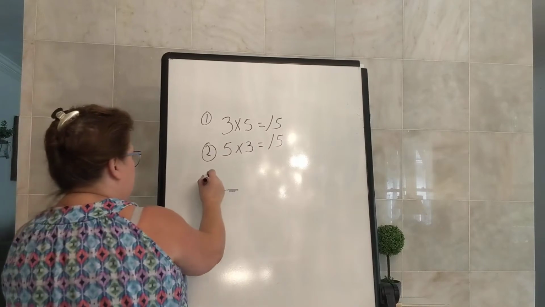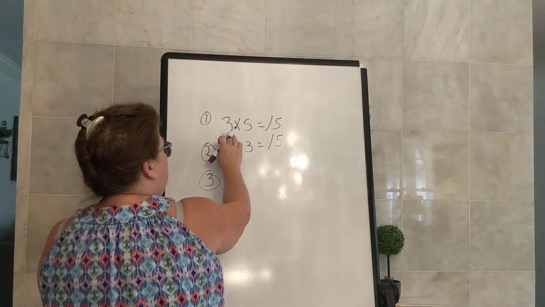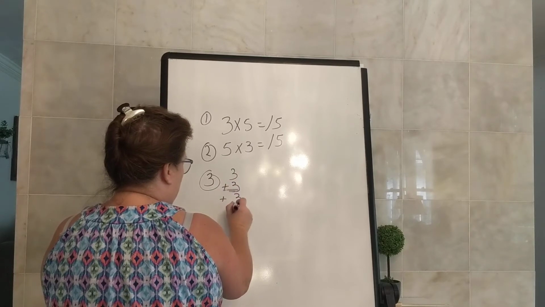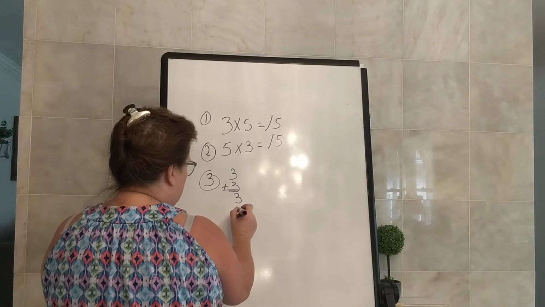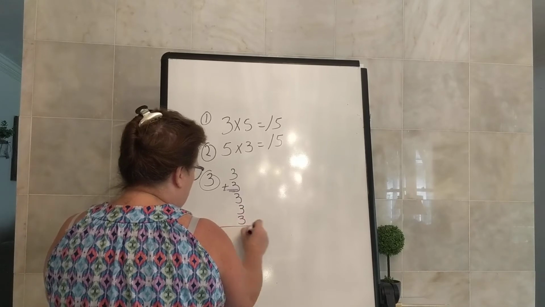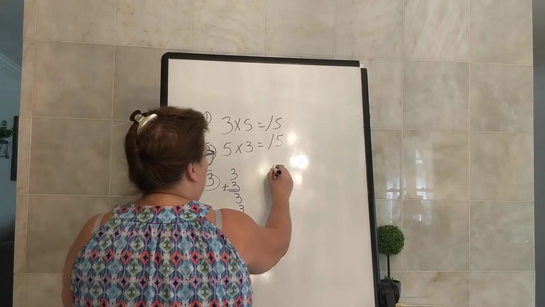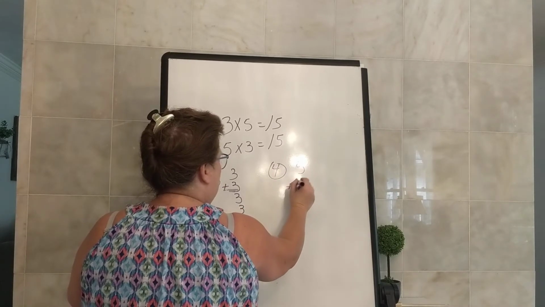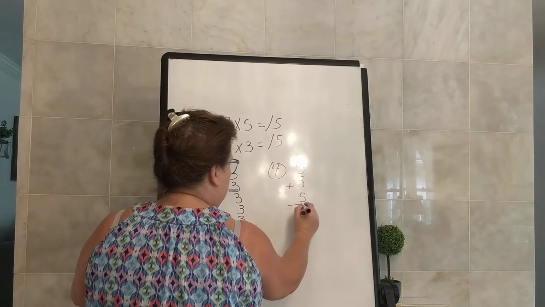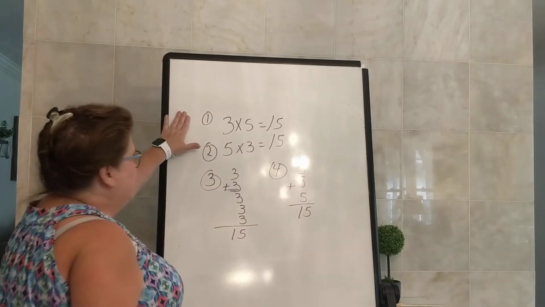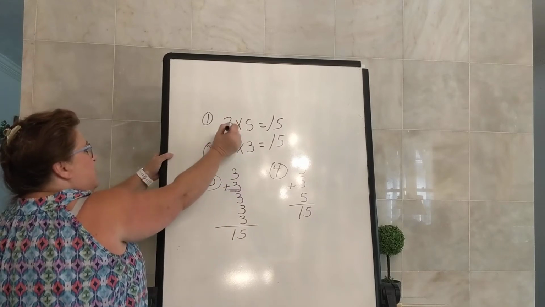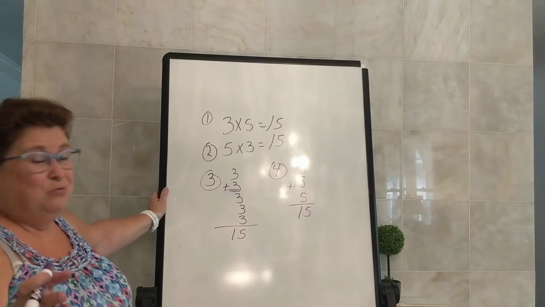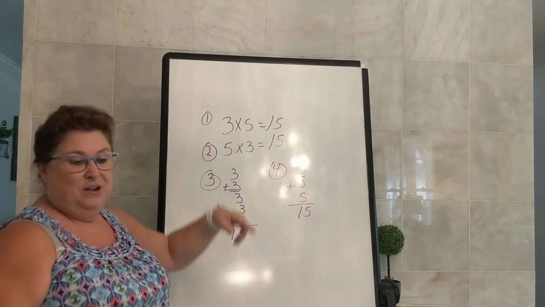Our third way is we can add 3 5 times. 3 plus 3 plus 3. I don't have to write plus every time, do I? Plus 3 plus 3 equals 15. And our fourth way is we can add 5 3 times. 5 plus 5 plus 5 equals 15. And that is how we have shown this one fact, 3 times 5 equals 15, 4 different ways. So you really only had to write 3 different ways because that one way was already there for you.